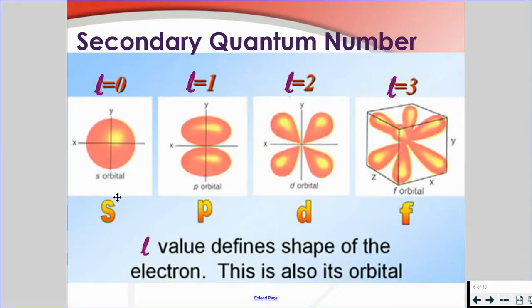The s orbital is a spherical shape. The p orbital is a dumbbell shape. Notice how there is a node in the middle of the p orbital. Electrons cannot exist in this node. The d orbital has this shape, and the f orbital is more complex.